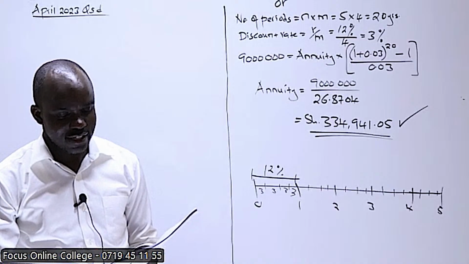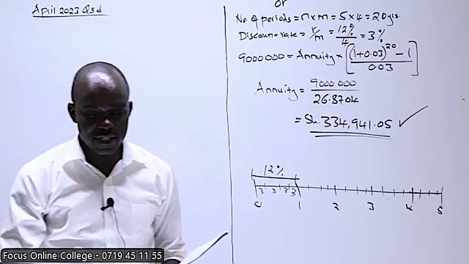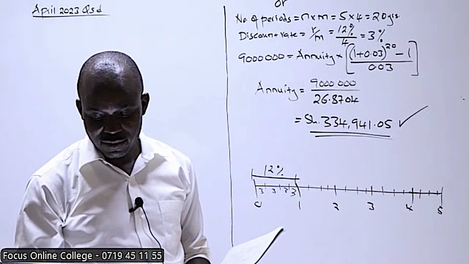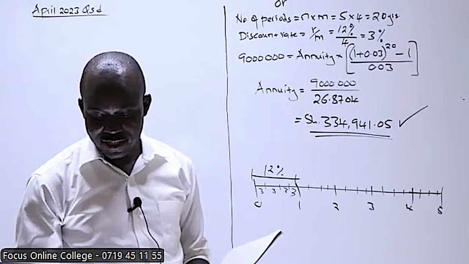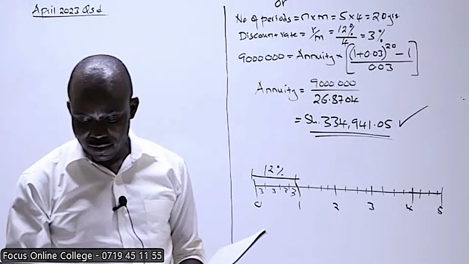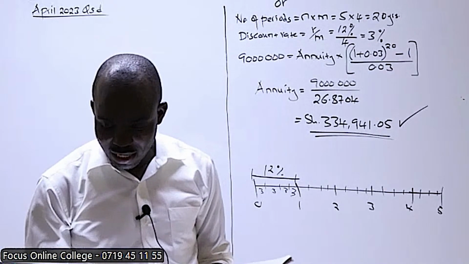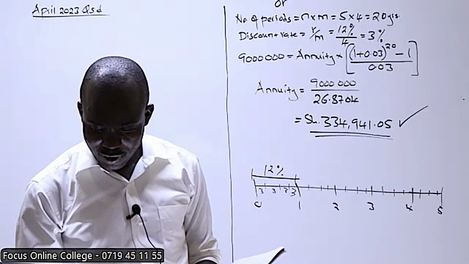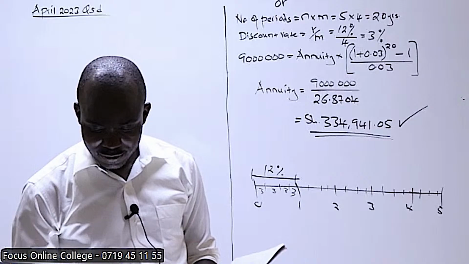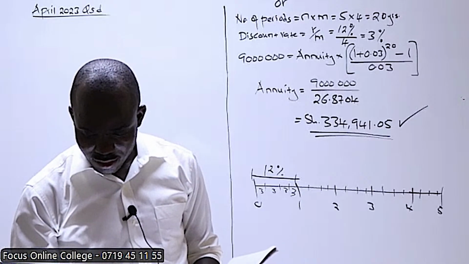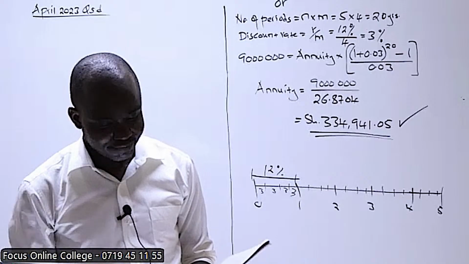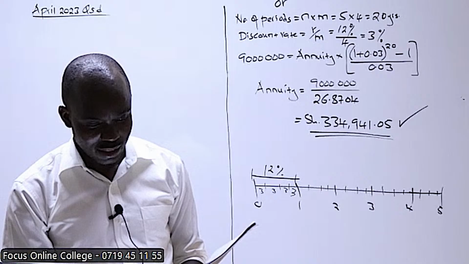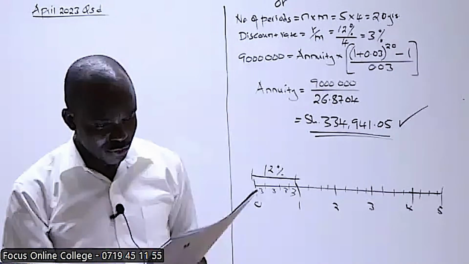Required: determine the value of the investment after 10 years. So here we have a lump sum of 700,000, and we have annuities of 10,000 per month. And this will be done for a period of 10 years.